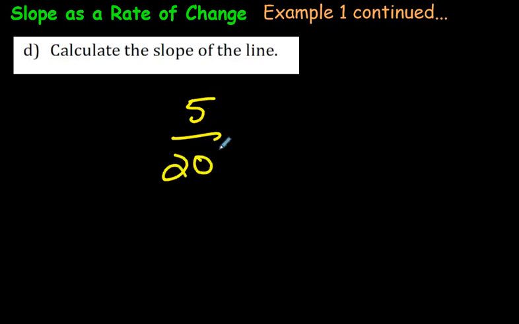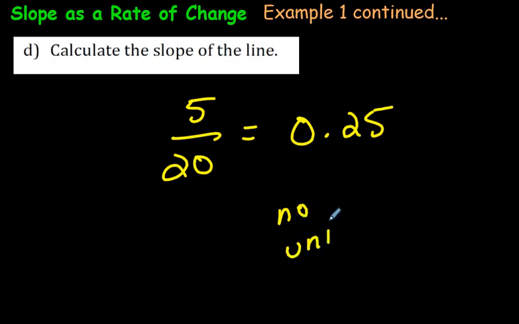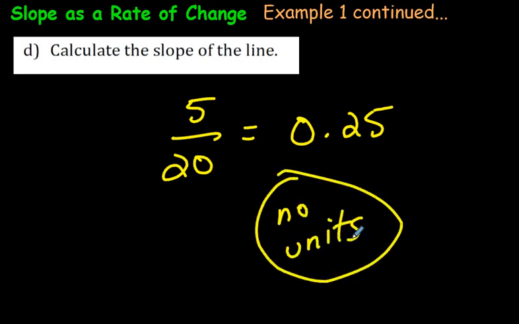And slope, you can leave it like this, or if you really want to, you could say the slope is 0.25. But notice that we do not write units here. No units. Slope doesn't have units. A unit rate, or a rate, does have units. So I wanted to emphasize that point to you. Slope and unit rate are so similar.